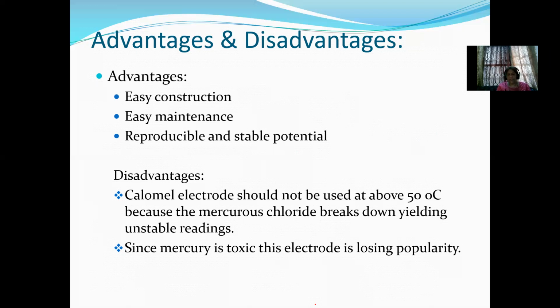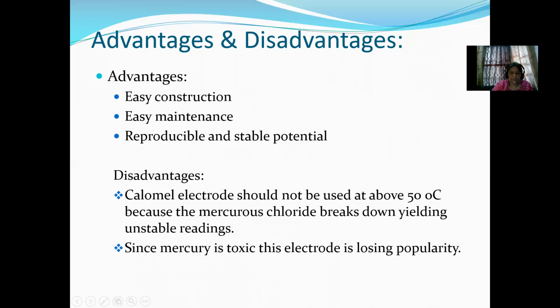So with the calomel electrode, little care should be taken, since it is made of glass, it should not get broken. And the calomel electrode should not be used above 50 degrees centigrade, because the mercurous chloride breaks down, yielding unstable readings. If you want your measurements to be accurate, it is better to use it at room temperature or 30 to 35 degrees centigrade. It should not be operated at or above 50 degrees centigrade. It may not give you accurate results.